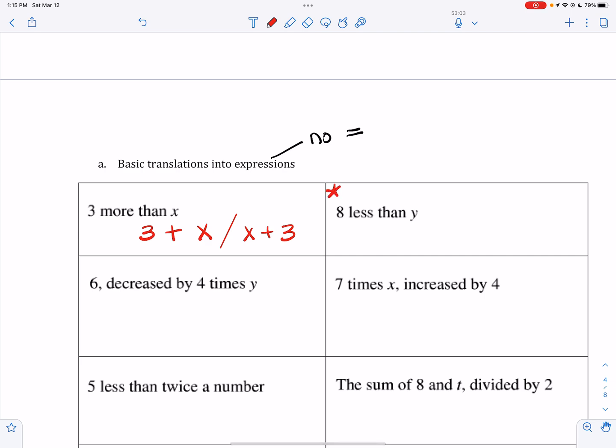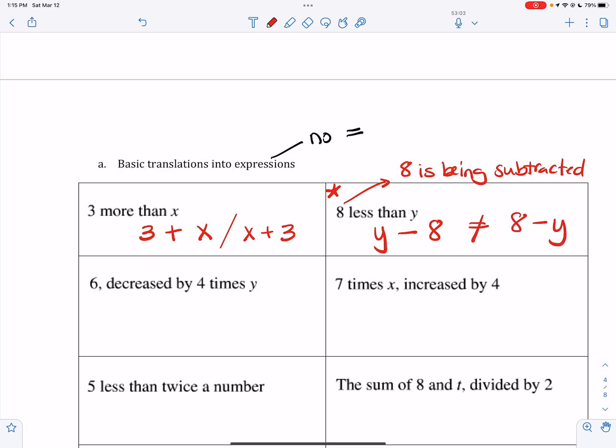Now this one, the order is going to make a difference. So I always tell students, if I have $10 and you have 8 less than me, then you know that you have $2. So what's being subtracted is the 8, okay? The 8 is being subtracted. So I make a note of that because when I write this, it's going to be y minus 8. And that is not the same thing if you write 8 minus y, okay? If it says less than, that number has to follow the minus sign, and that's the number that's being subtracted.